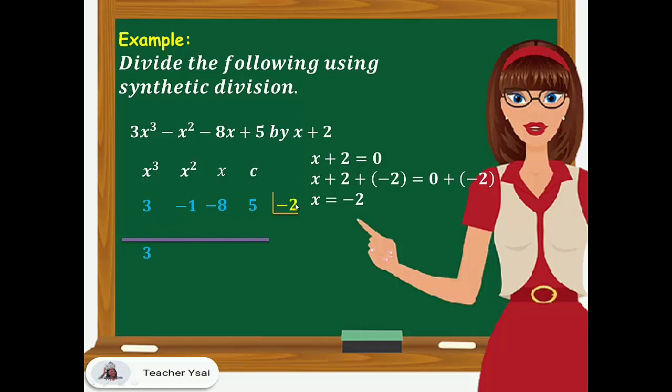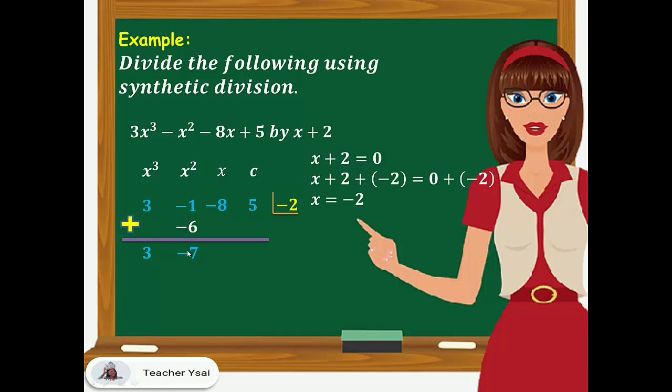3 times negative 2 is negative 6. So we're going to place the product beneath the coefficient of the second largest power. So the second largest power is degree of 2, so the coefficient is negative 1. So we'll write negative 6 here. And then we'll add it to the coefficient. So negative 1 plus negative 6 is negative 7.